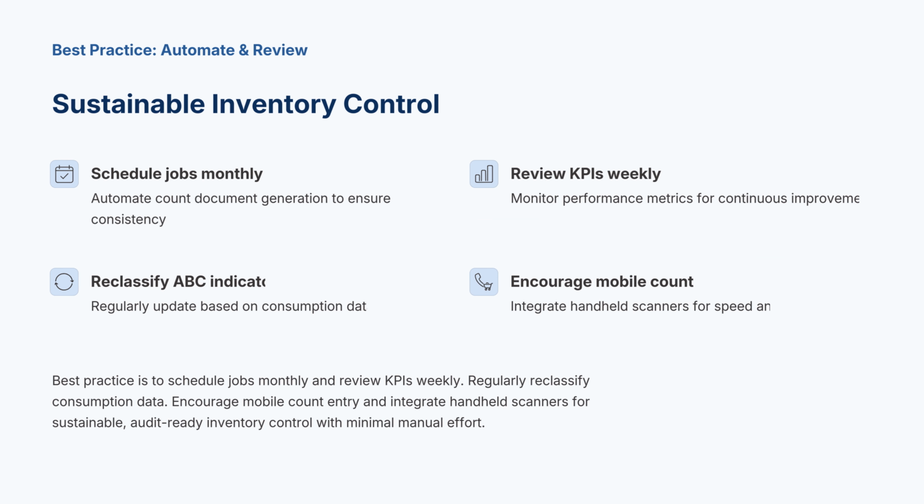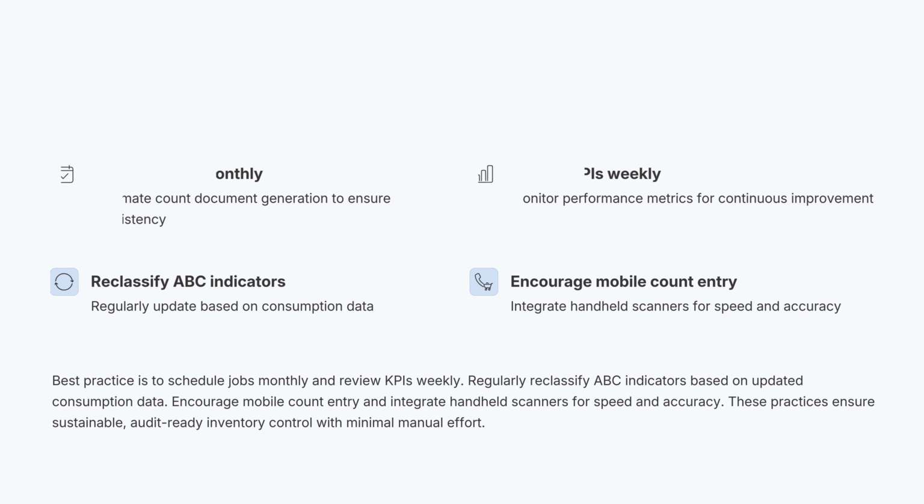Best practice: automate and review. Industry best practice recommends automating job scheduling monthly and reviewing KPIs weekly. Revisit ABC classifications quarterly based on updated consumption data. Integrate handheld scanners or mobile devices to minimize manual error. Cycle counting should become part of daily operations, not an annual ritual. This mindset ensures sustainable accuracy and efficiency.